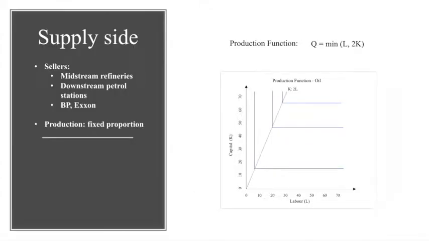On the supply side, we see both midstream refineries and downstream retailers, often operating under big names like BP and Exxon. The production function is characterized by fixed proportion. So, to produce 1 unit of oil, for example, you might need both the machinery and labour in the form of engineers to maintain and operate them.